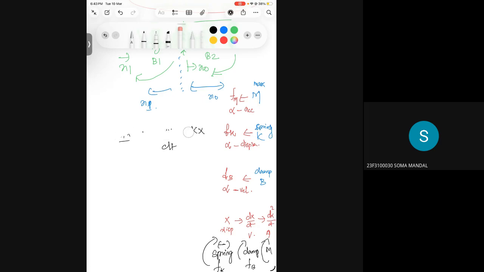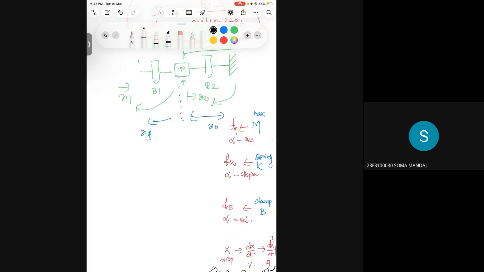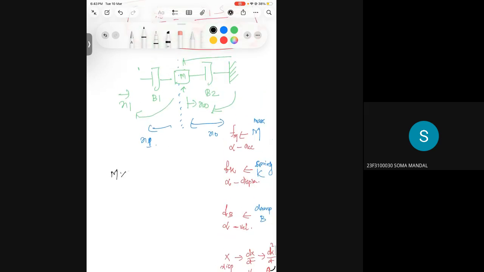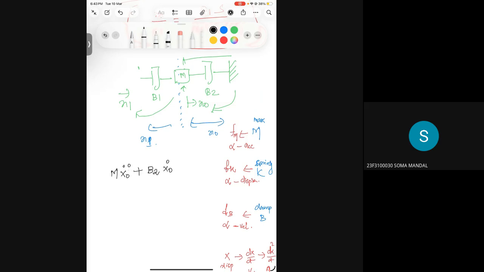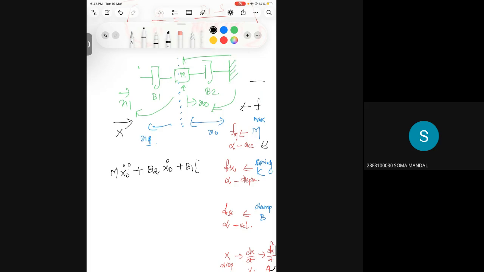Now coming to this system, it has two displacements, right? The mass is directly connected to x naught, so it is m x naught double dot, that is, d squared x naught by dt squared. Plus b2 is again directly connected to x naught, so this will be x naught dot. But b1 is in between x naught and x1. Since the displacement is in this direction, the force will be opposite, as we said, negative. So we have to see from this direction. So it is x naught minus x1.